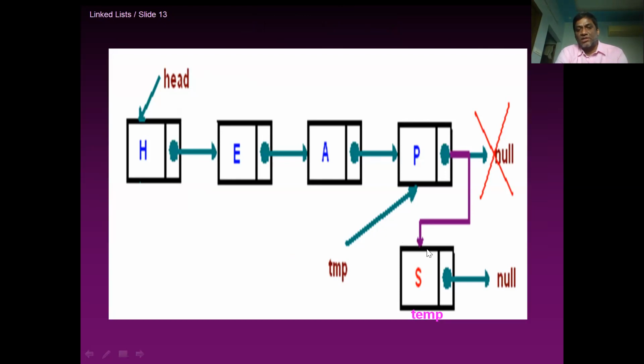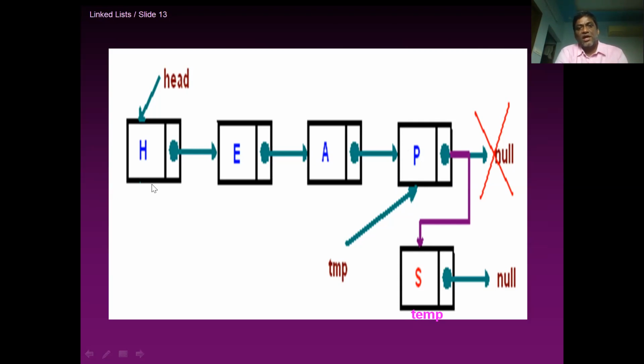Now I want to insert a new node S and add it over here. So what is required to add S over here? You need to traverse from the start node and reach the last node of the list with the help of some temporary pointer, say TMP. So what is the task? Reach the last node of the list with the help of a temporary pointer.